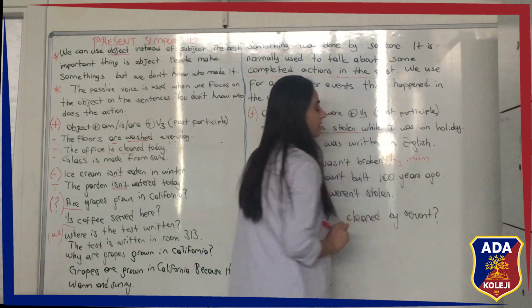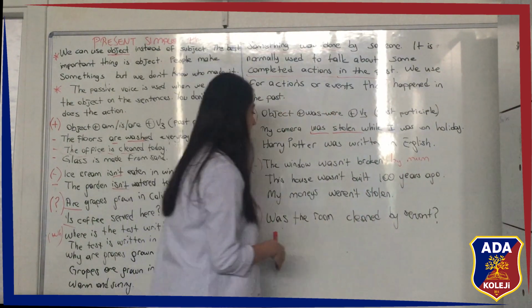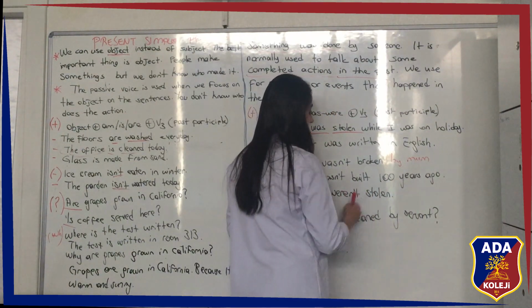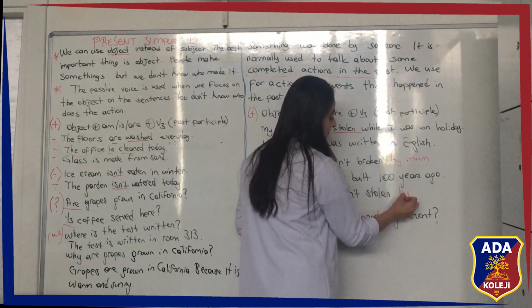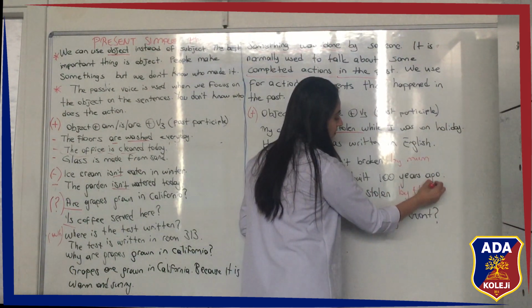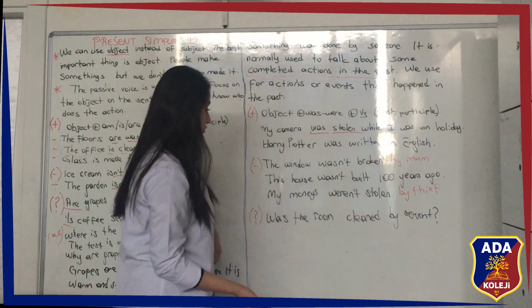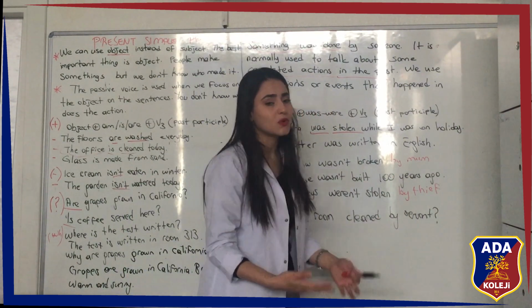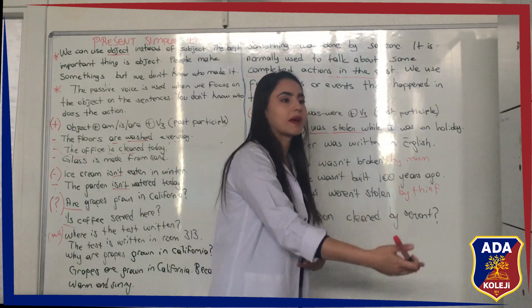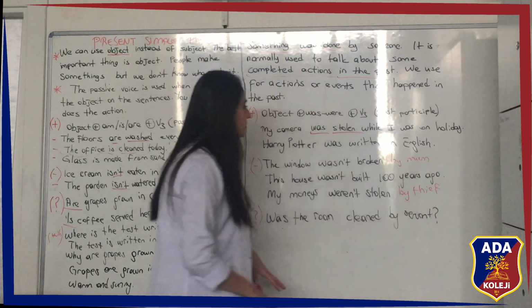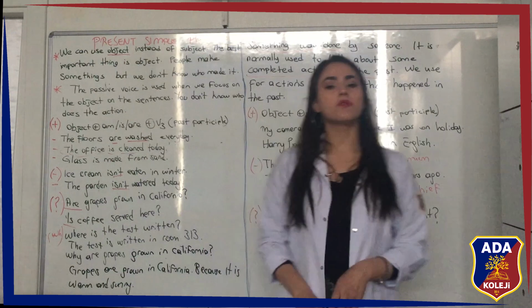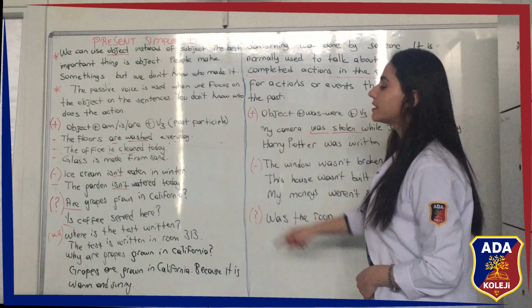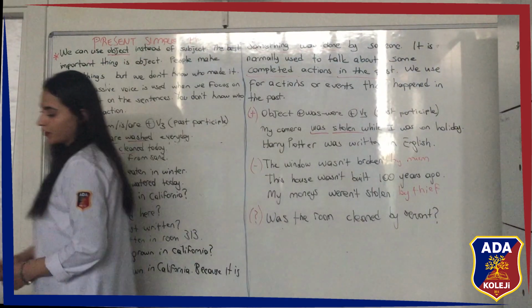Maybe you can say the window wasn't broken by mom. You can add this part. And then my money was stolen by a thief, for example, you can use. But this part is not necessary. If you want, you can add by who made it. Okay? That's all this part, friends. And everybody write in your notebook please.